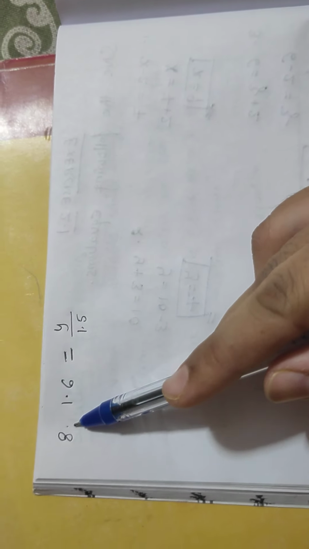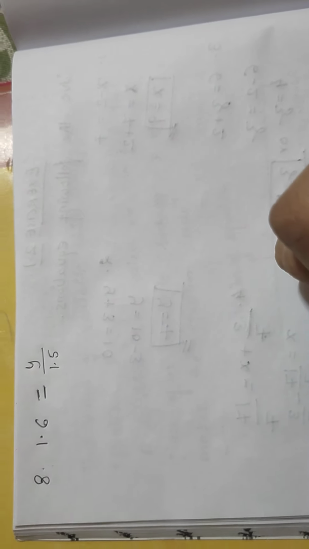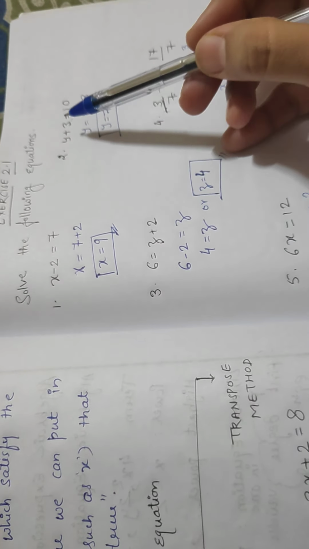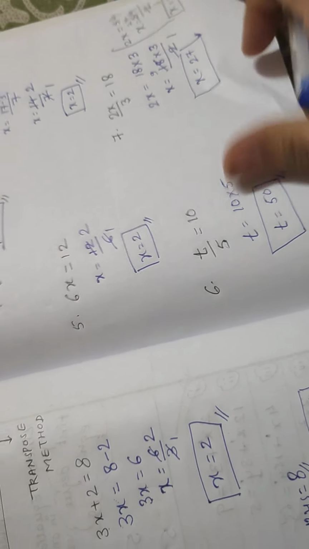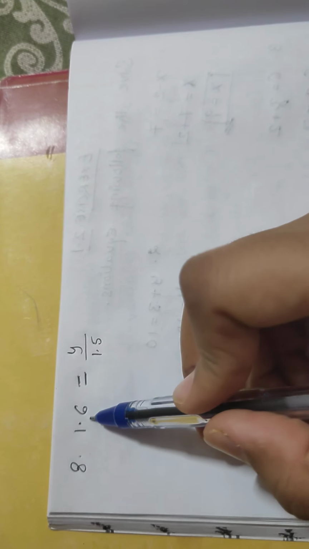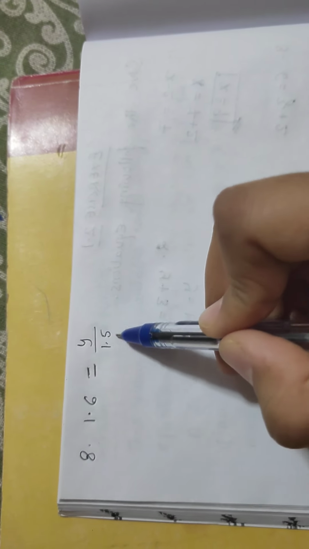Okay, exercise 2.1, question number 8. So we are finding the solution of the equation. The question was to solve the following equation. Till question number 7 we have done. Now in question number 8 they have given 1.6 is equals to y upon 1.5.